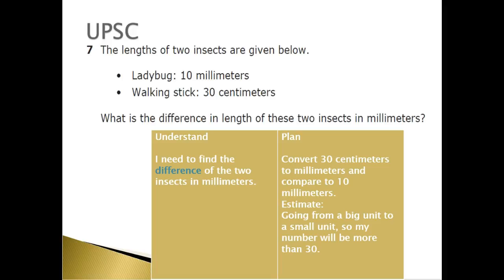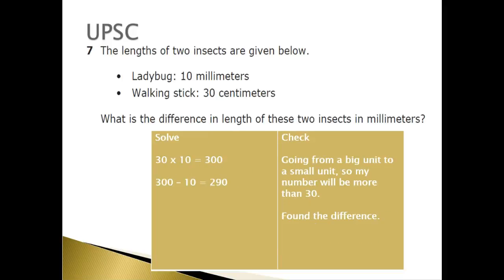So they will have to, in their plan, convert 30 centimeters to millimeters, and then they'll have to find the difference between the two. When they convert, they know that to estimate, they're going from a big unit to a smaller unit, so their number will have to be more than 30. Then after that they'll solve, and then they'll check by going back and making sure that they did their work correctly.